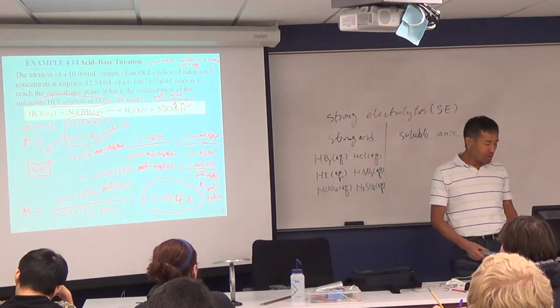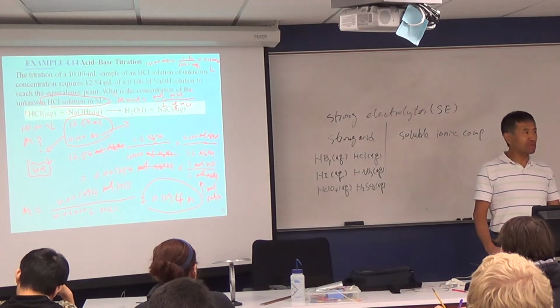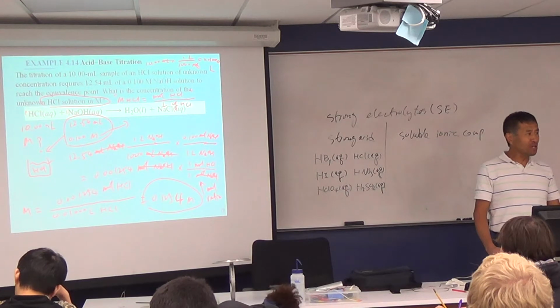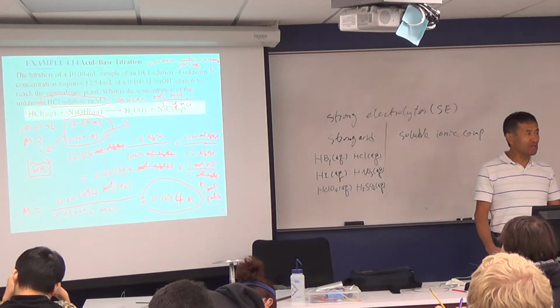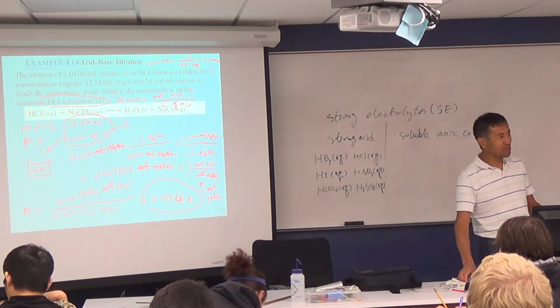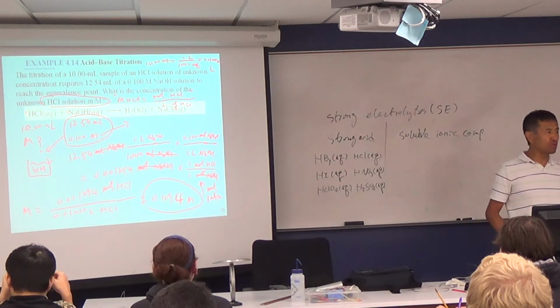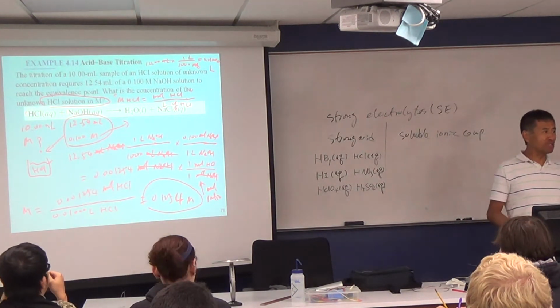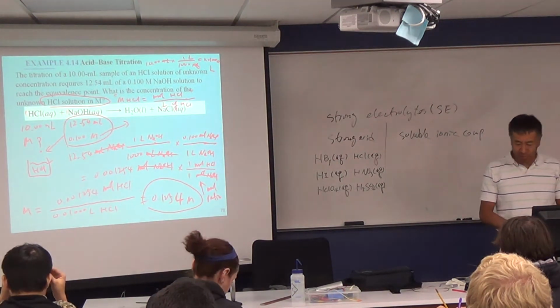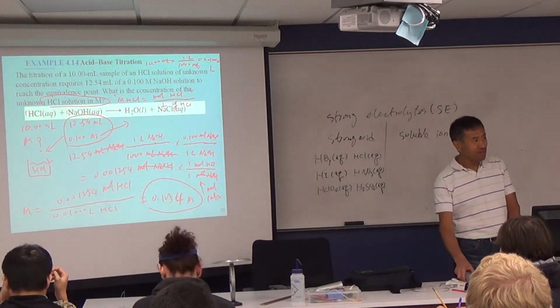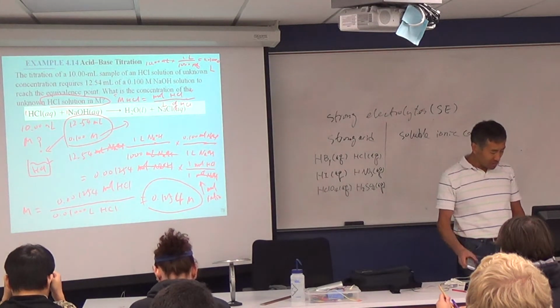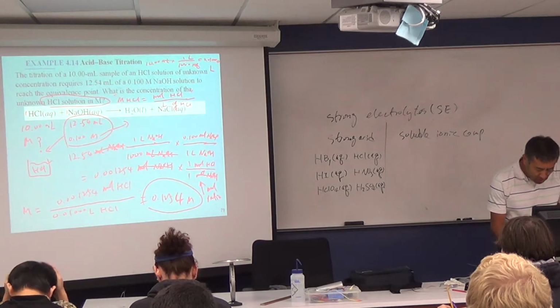Can you just use the equation M1V1 equals M2V2? For this problem, you are kind of lucky, you will get the same answer. You generally cannot use that, because M1V1 equals M2V2 means you have a 1-to-1 mole ratio, meaning the moles are not changing. For some reactions, like the next one, you cannot use that. You have to use what I said here. This is very, very important.